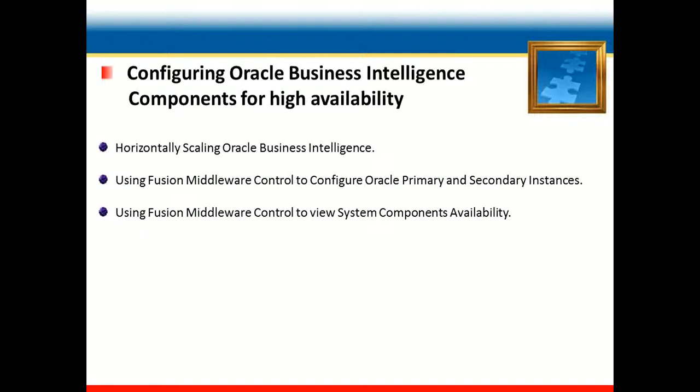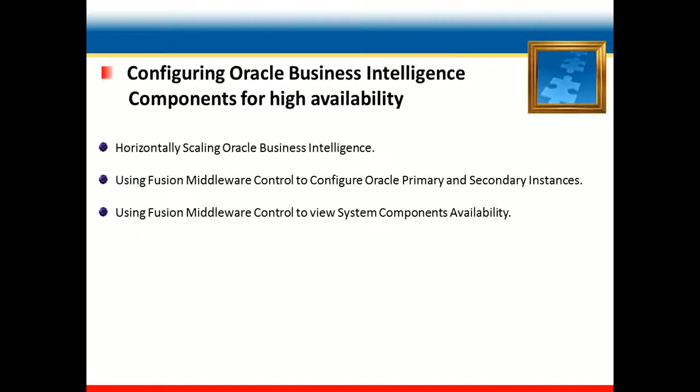Next, configuring the Oracle Business Intelligence components for high availability. Here I have added a summary of configuring Oracle Business Intelligence components for high availability. First, horizontally scaling Oracle Business Intelligence; second, using Fusion Middleware Control to configure the primary and secondary instances; and third, using Fusion Middleware Control to view the system components availability.